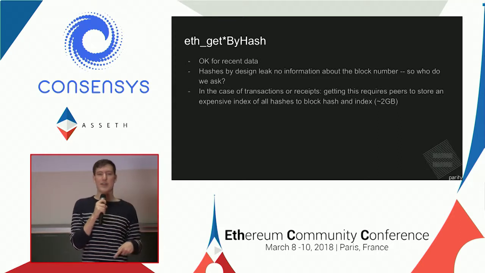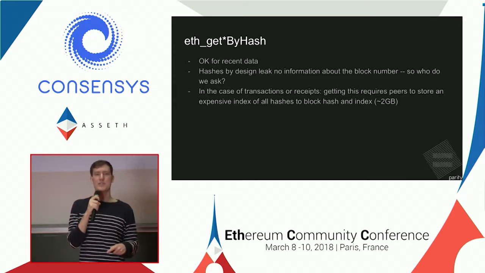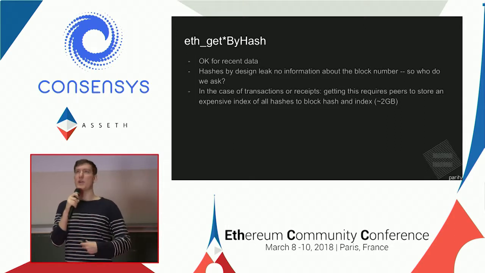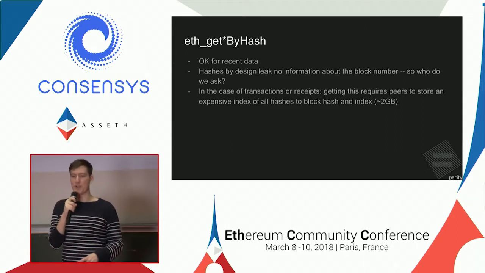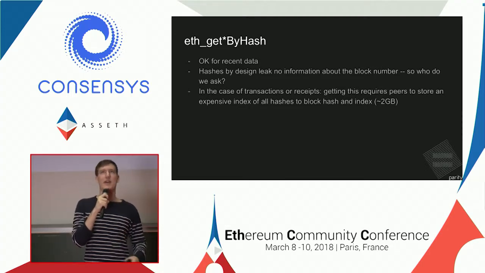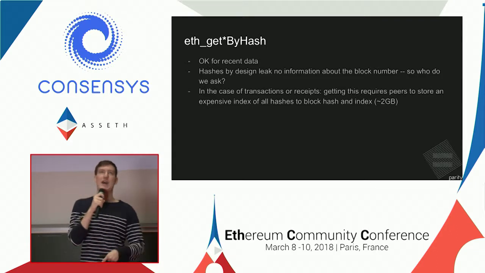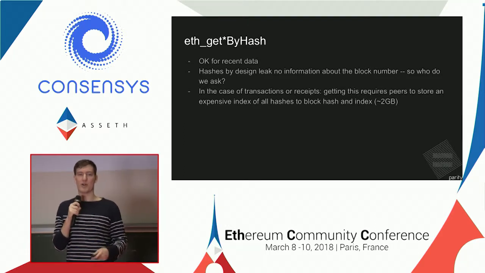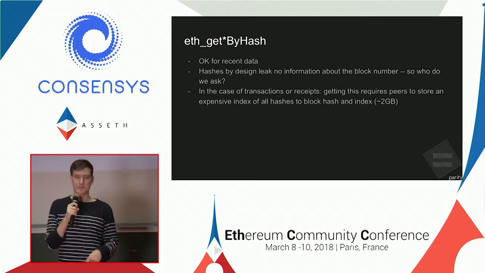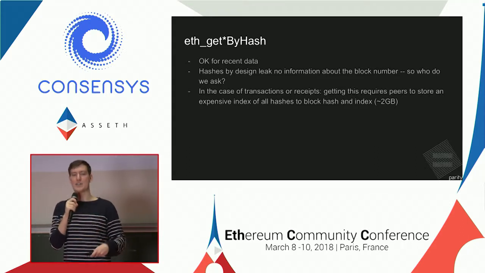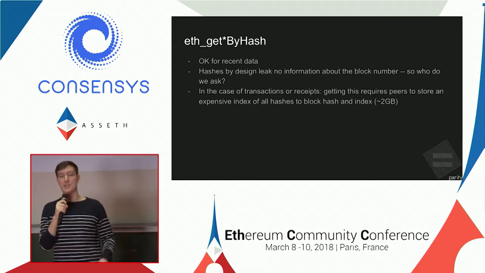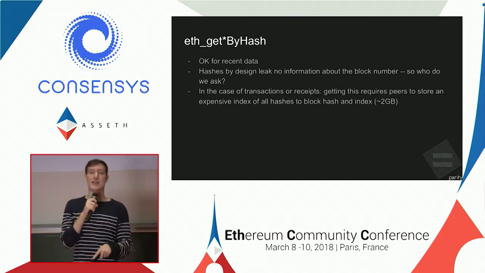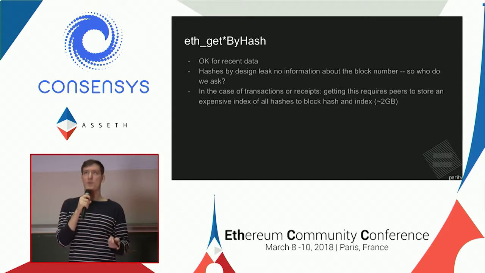Another thing is getting anything by a hash, because hashes don't really leak any information about the block number where any changes occurred. So if you want to get a block by hash, and we have a situation where not everybody stores all blocks, then it doesn't give the light client any information about who they should ask for that data. Likewise, if you're trying to request state data at that block, or transactions or receipts. For example, if you want to get a transaction by hash, and it's an ancient transaction that happened ages ago, that requires full node peers to store an expensive index of all hashes to the block hash and index where they occurred. And that's already around 2 gigabytes now, I think.